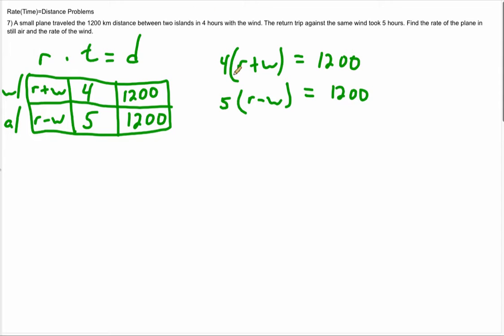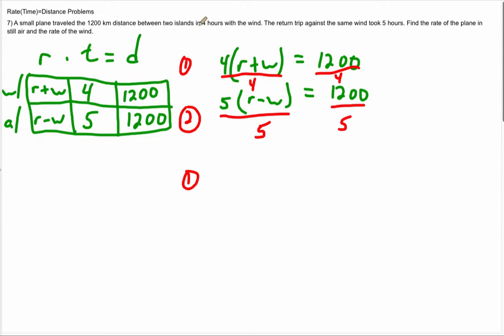I'm going to divide equation 1 by 4 and equation 2 by 5 because that's going to make it look real nice. So that was equation 1 and equation 2. So for equation 1, the result of that is we get R plus W equals 300. And then for equation 2, we get R minus W equals, 240, I think?